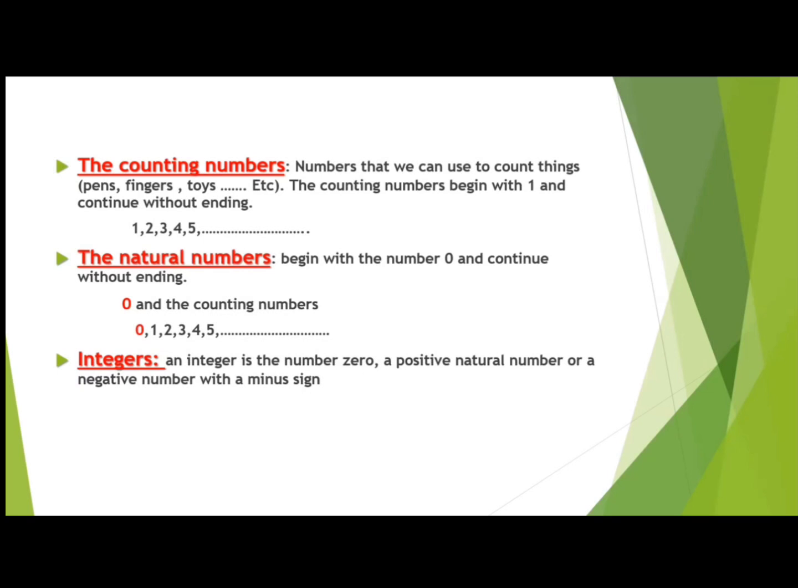What about the integers? An integer is a number that could be 0, or a positive number, or a negative number. A negative number is a positive number with a minus sign before it.